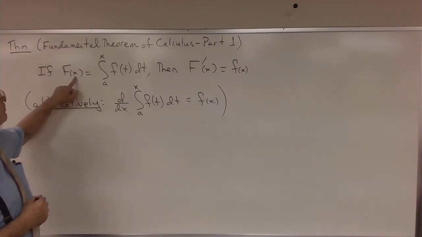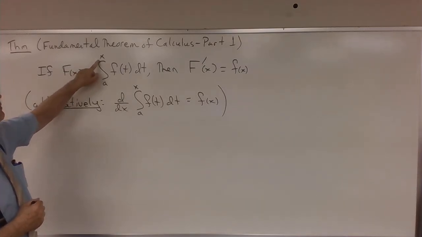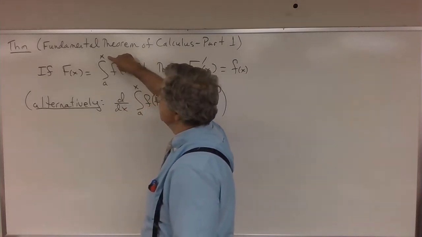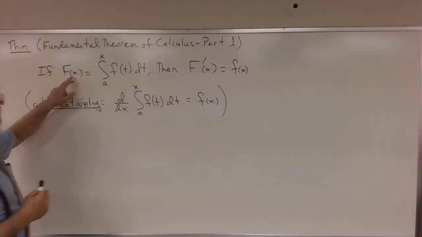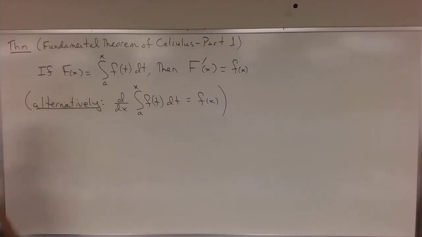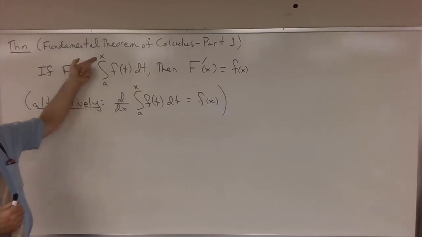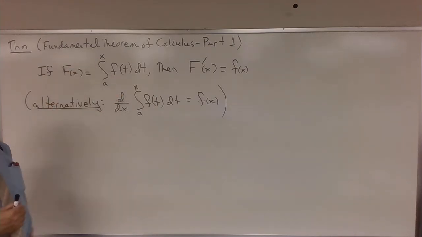Okay, notice that capital F is a function of the upper limit of this integral. The upper limit of this integral is x, and capital F is a function of that variable. So we're computing the derivative with respect to the upper limit of this integral. And the fundamental theorem of calculus says that this turns out to be the integrand, f of t, evaluated at the upper limit.